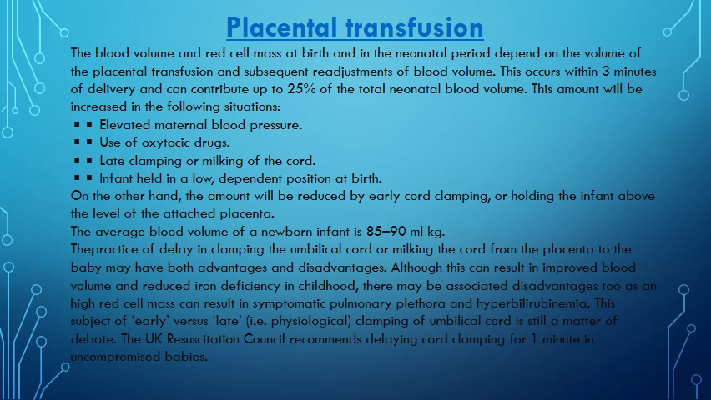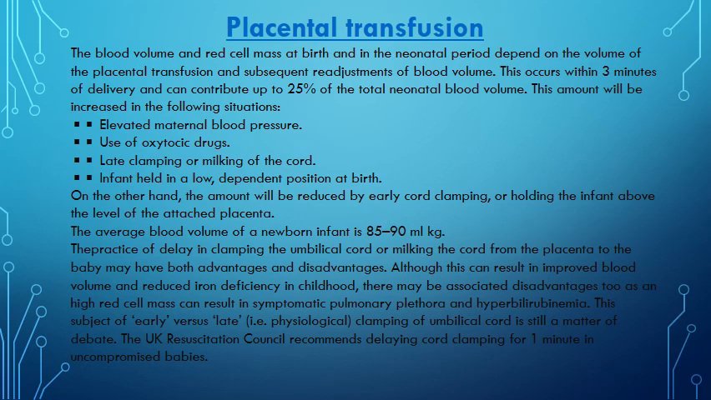This amount will be increased in the following situations: elevated maternal blood pressure, use of oxytocin drugs, late clamping or milking of the cord, infant held in a low dependent position at birth. On the other hand, the amount will be reduced by early cord clamping or holding the infant above the level of the attached placenta. The average blood volume of the newborn infant is 85 to 90 milliliters per kg.